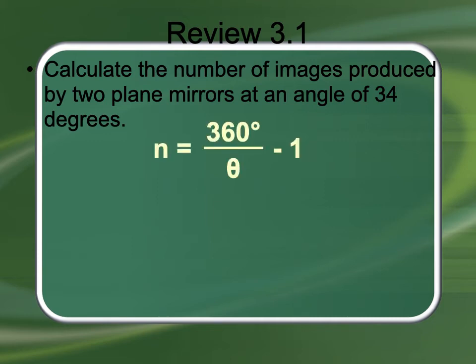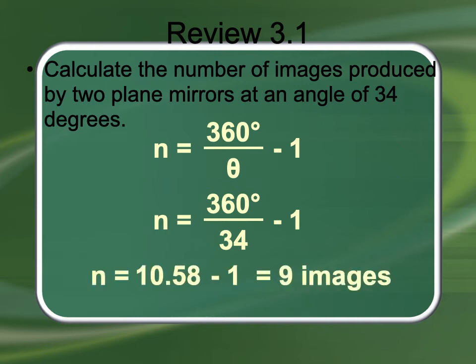Now, we had an equation that we were given. The number of images is 360 degrees divided by the angle, minus 1. So you plug it in: 360 divided by 34 minus 1 gives you 10.58 minus 1, and I rounded down because you can't have part of an image, and you end up with 9 images, okay? So 9 images is our total answer for that one. So you put in the angle, get the fraction, subtract 1, and then you get the total number of images. And again, I rounded down because we can't have a fraction of an image.